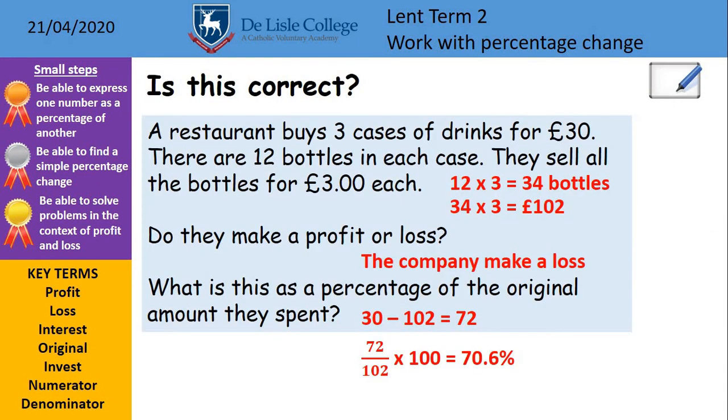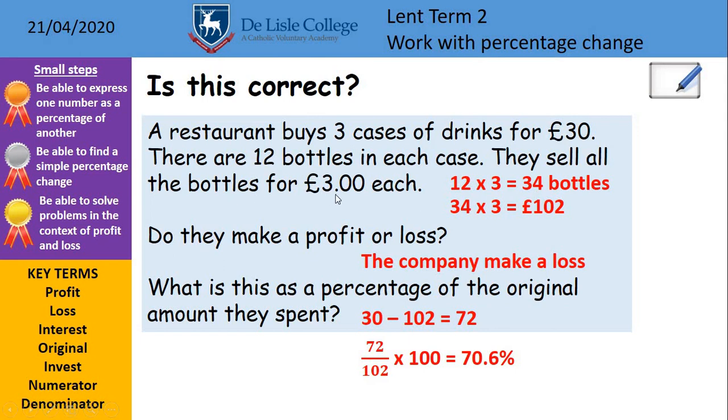Is this correct? So this is the hook question from the beginning of the lesson. Pause the video, have a look through my working and decide whether it's correct or not. So a restaurant buys 3 cases of drinks for £30. So this is how much they spend to start with. There are 12 bottles in each case. So 12 lots of 3 would mean there were, hopefully you spotted, I've done an error with my multiplication, and this should have been 36 bottles.